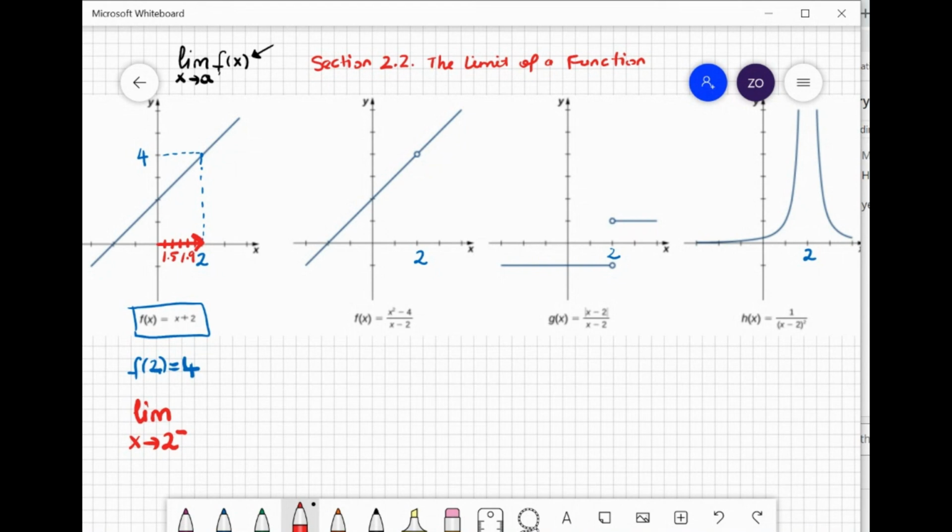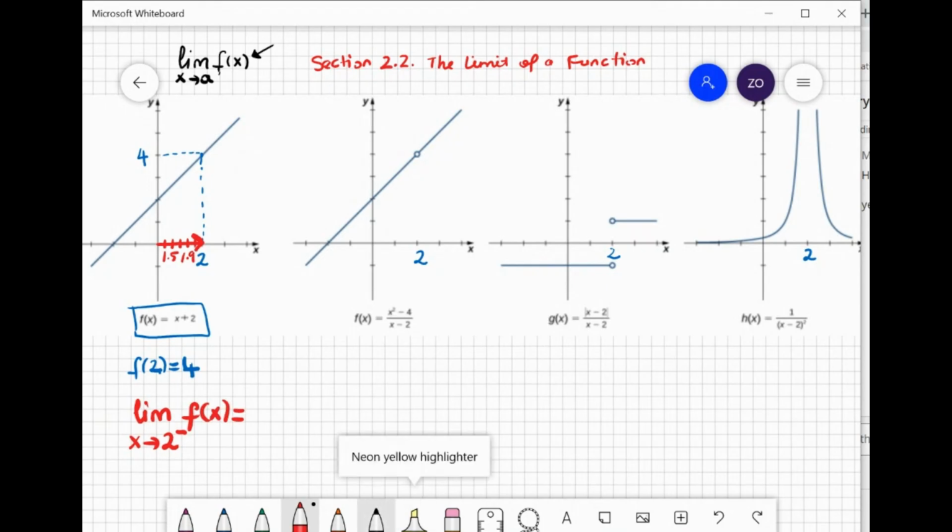So we pick numbers that are smaller than 2, and this notation means the limit, when you evaluate the function f of x at those x values that are smaller than 2 but getting closer to 2. So what can we say for the limit?